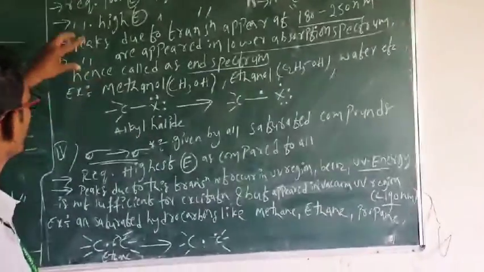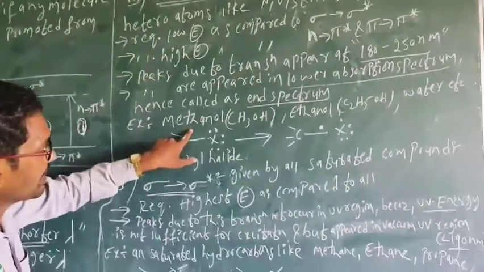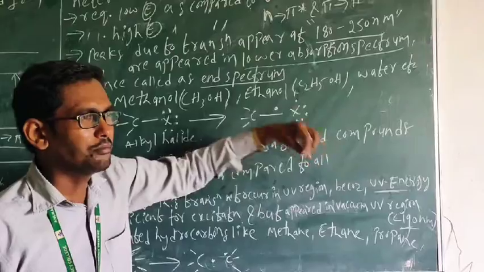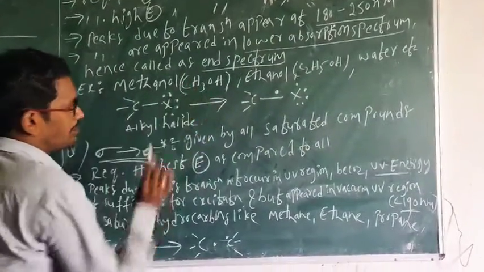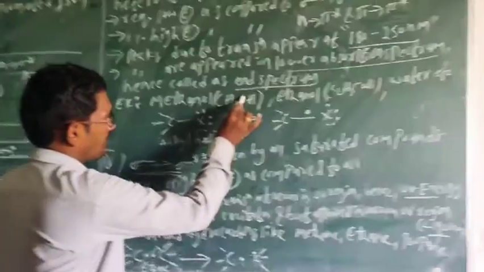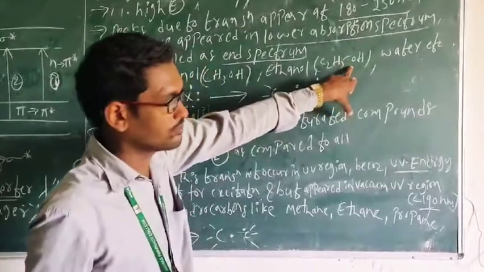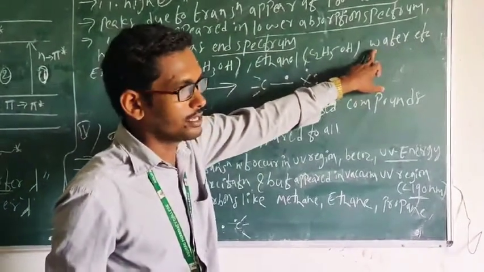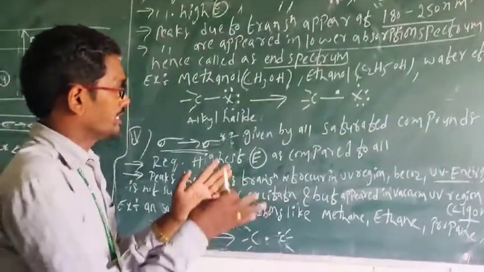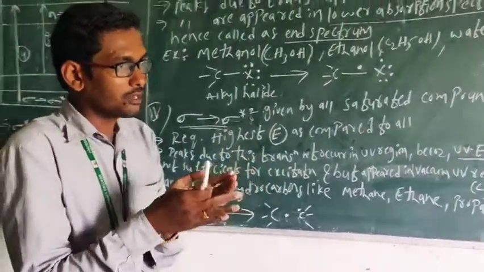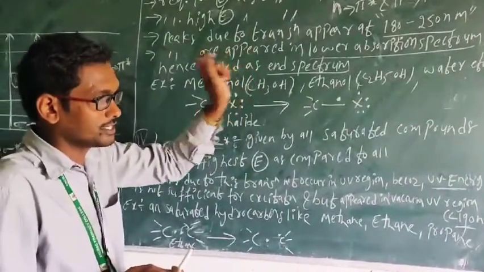Examples of compounds showing the n to sigma star transition are methanol, ethanol, water, methyl chloride, etc. Methanol has sigma bonds as well as lone pairs of electrons on oxygen. Ethanol likewise has sigma bonds and lone pairs on oxygen, and water has oxygen with lone pairs of electrons. This transition only occurs in compounds which consist of sigma bonds and lone pairs of electrons. It will not occur in compounds consisting of π bonds.